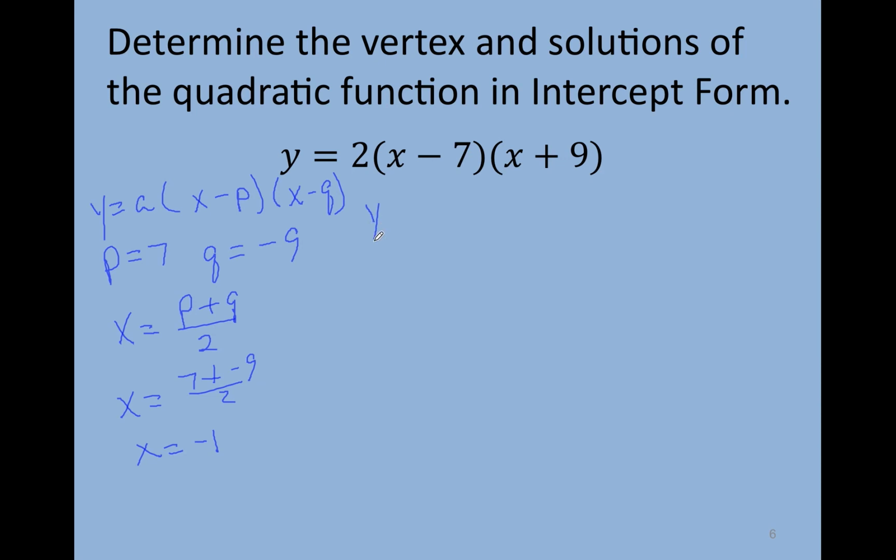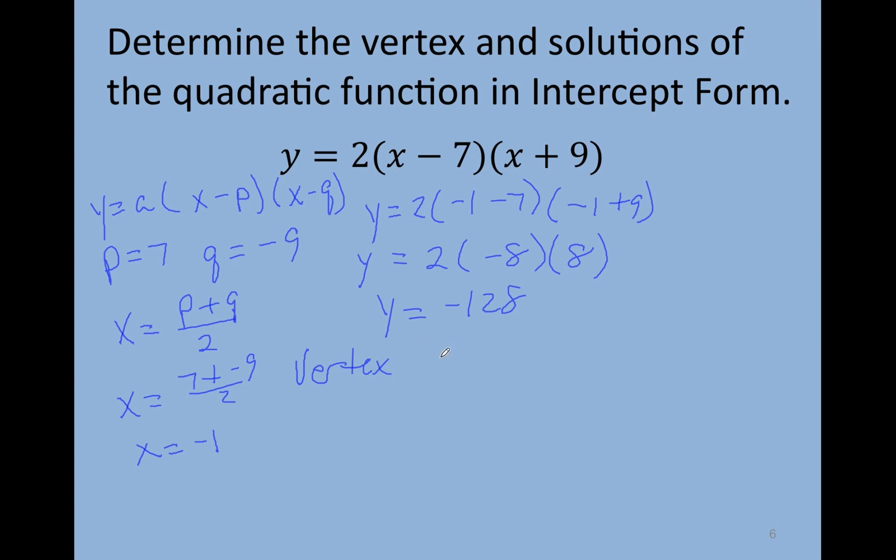Plug that back in here to get the y value. So y is equal to 2 times negative 8 times positive 8. y is equal to negative 128. So my vertex is going to be negative 1 comma negative 128. Axis of symmetry: x is equal to negative 1.